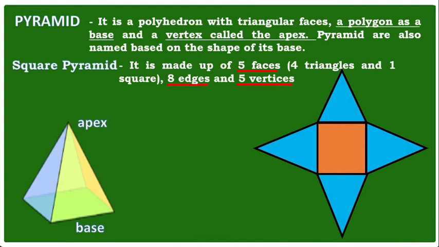This time, let's try another kind of pyramid. So we have here, what shape is this? It has 6 sides. So it is a hexagon. So let's try to make a pyramid out of this hexagon shape. If we make it this way, we can name this one a hexagonal pyramid.